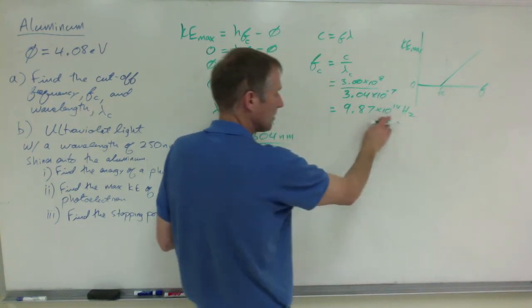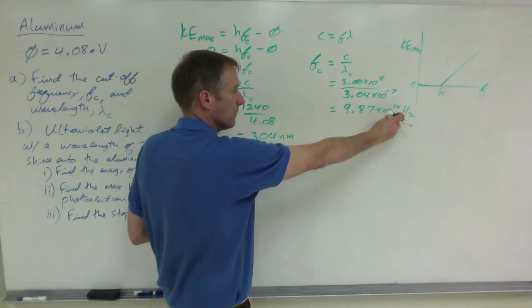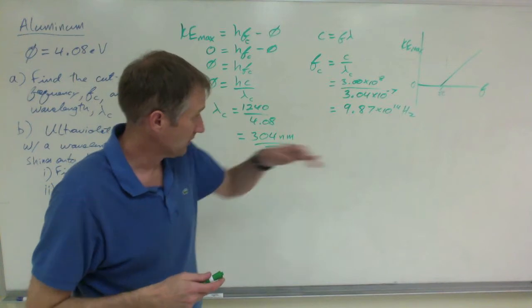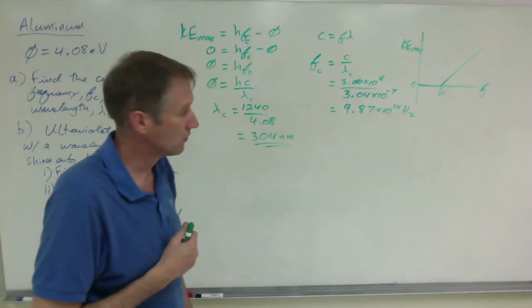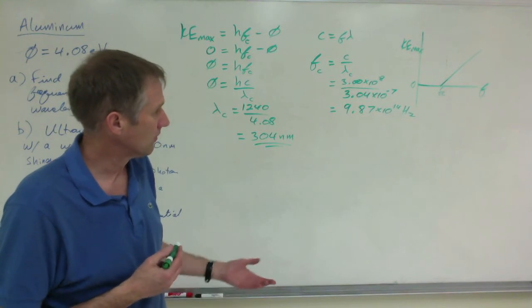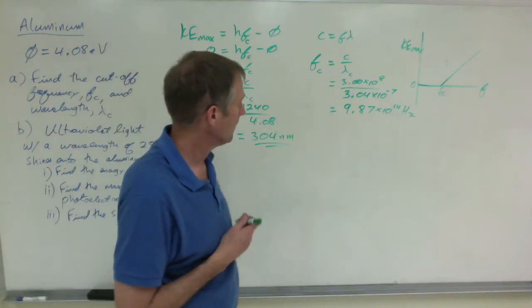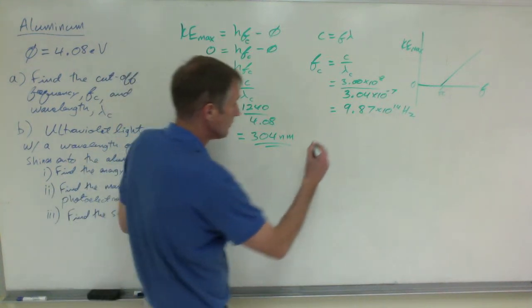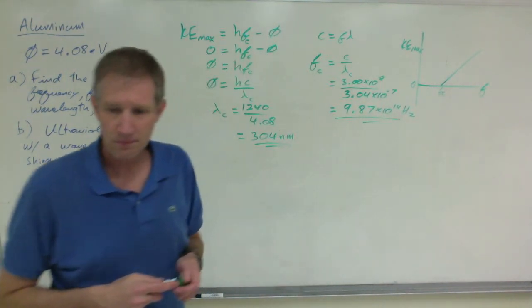You'll notice that most frequencies near the visible spectrum and in the visible spectrum are in the 10 to the 14 range. That's the 100 trillion range, a trillion being 10 to the 12. Oscillations per second. That's pretty rapid. Okay, there's your cutoff frequency.